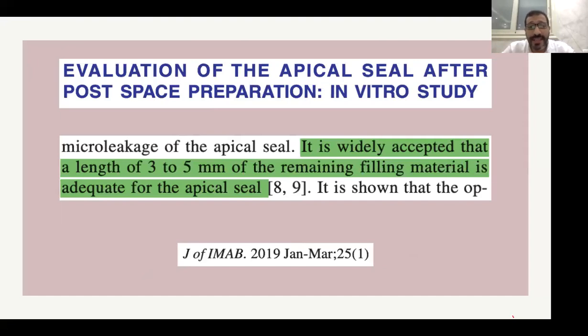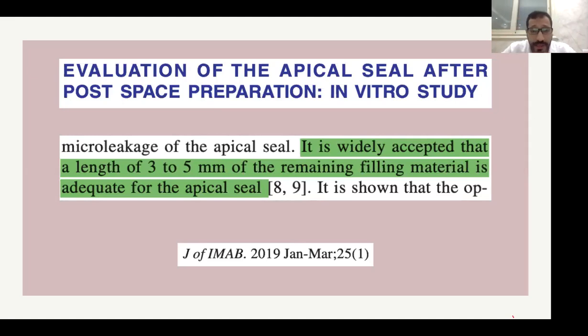Now, to obtain or to maintain the apical seal after post-space preparation, what's the best length to leave of gutta-percha inside the root canal system? The answer to this question is you have to leave from 3 to 5 millimeters of the remaining filling material to obtain apical seal. This is the main guideline of the literature.